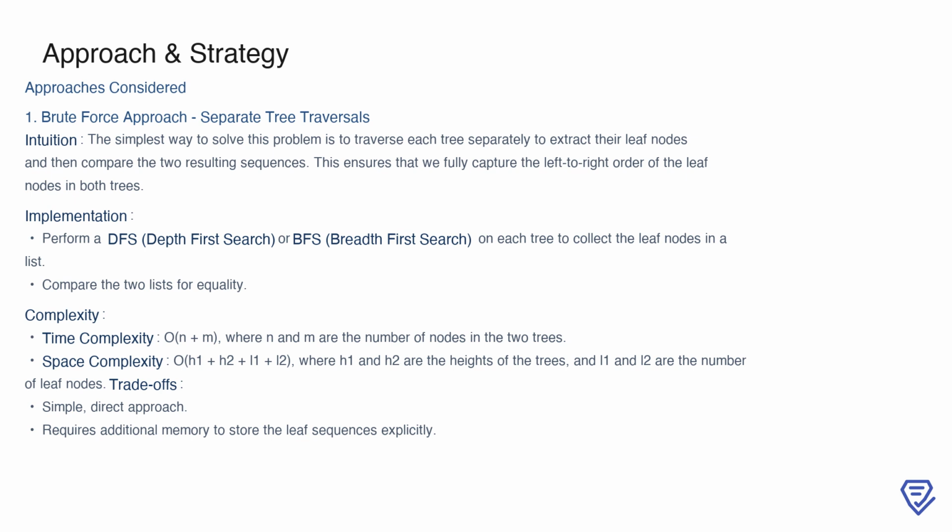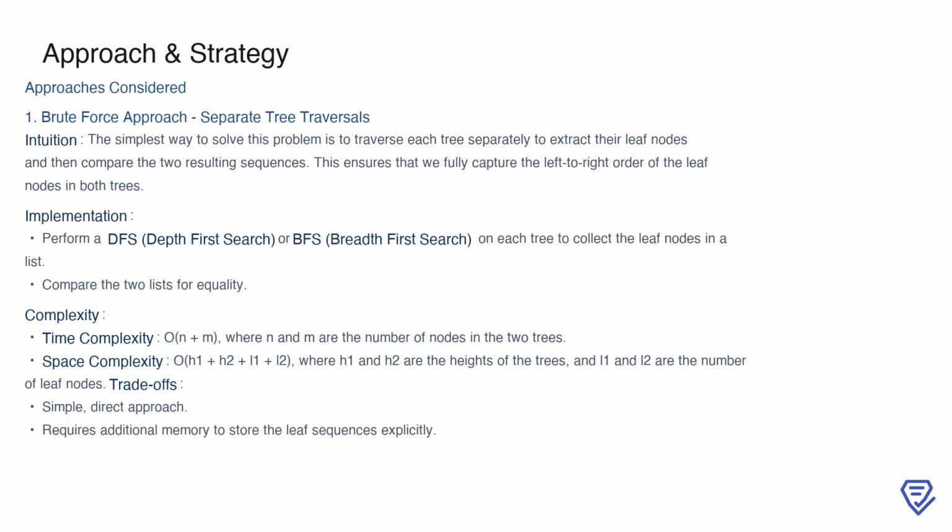In terms of complexity, the time complexity for this approach is O(n + m), where n and m represent the total number of nodes in the two trees. The space complexity is a bit higher because we need to account for the height of both trees, as well as the space used to store the leaf node lists.